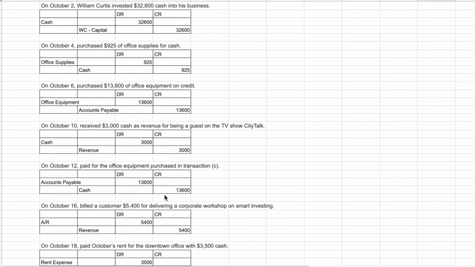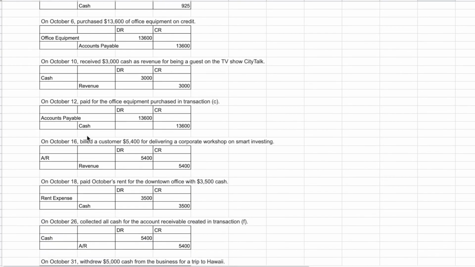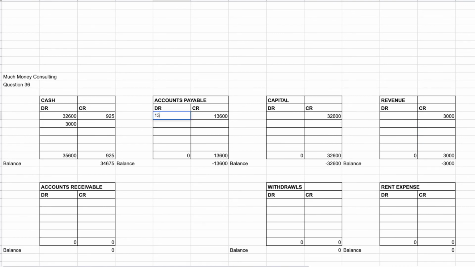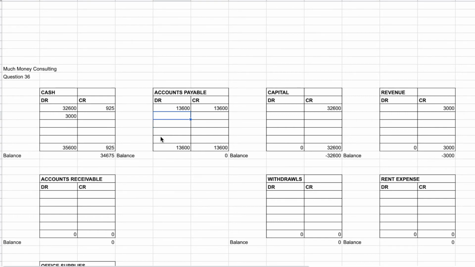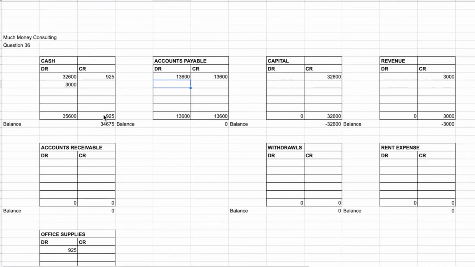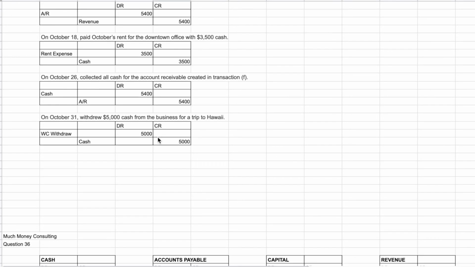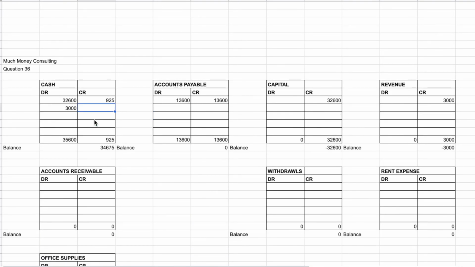Okay, now we look at October 12th, our accounts payable 13.6, our cash credit 13.6. So accounts payable, debit 13.6. Now let's find our accounts payable, and cash, credit for 13.6. So all I'm doing is taking them and putting them in the respective accounts, so this keeps a tally of what the balance is in the cash account, right?